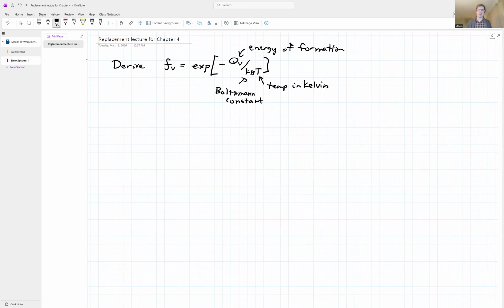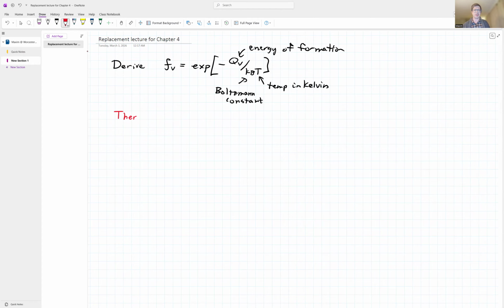Okay, so we did work out the numbers for these things. We plugged in typical values for the temperature and Boltzmann constant and stuff like that. So that part we've seen, but I wanted to derive where this comes from. It's based on two principles. First is the thermodynamic definition of temperature.